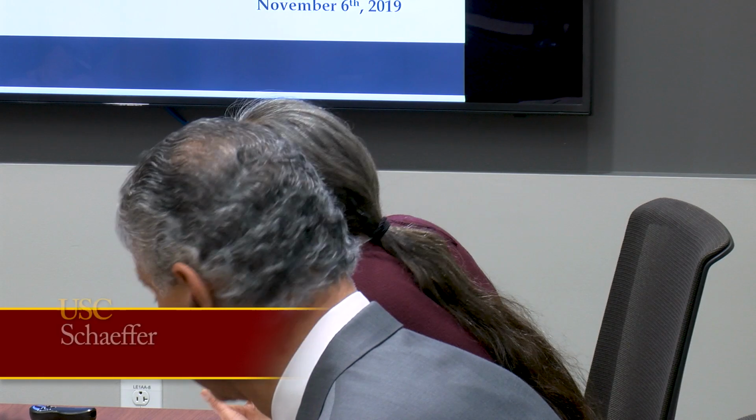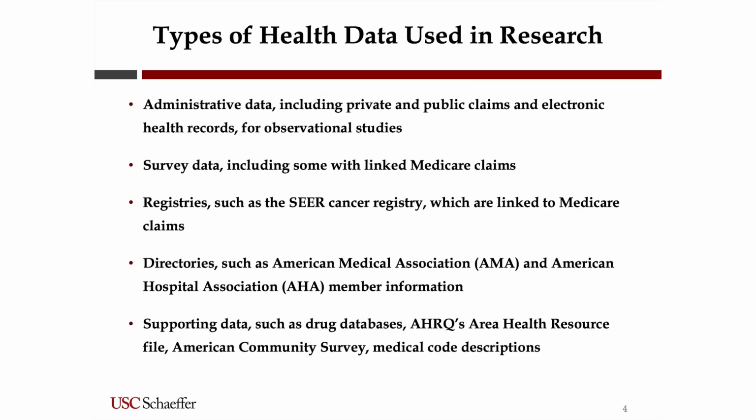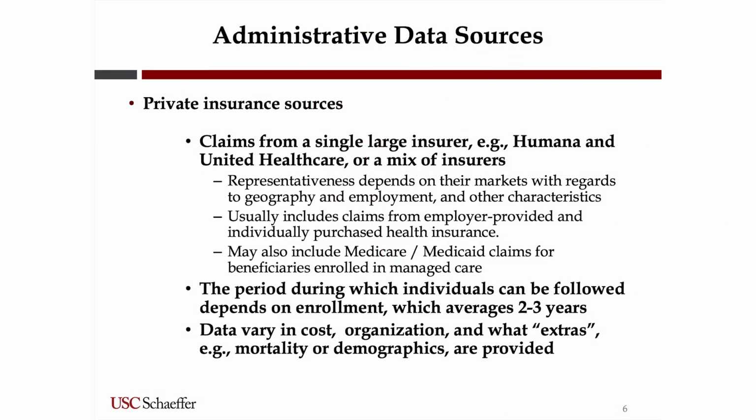We are actually going to cover other kinds of claims data and just give you the overview of data that we use to study health. The types of data, just to review the types of data that we use in research: administrative data is one type, and that includes private and public claims. Medicare covers the elderly and disabled. We also have some private insurance sources, and these are usually claims from a single insurer.